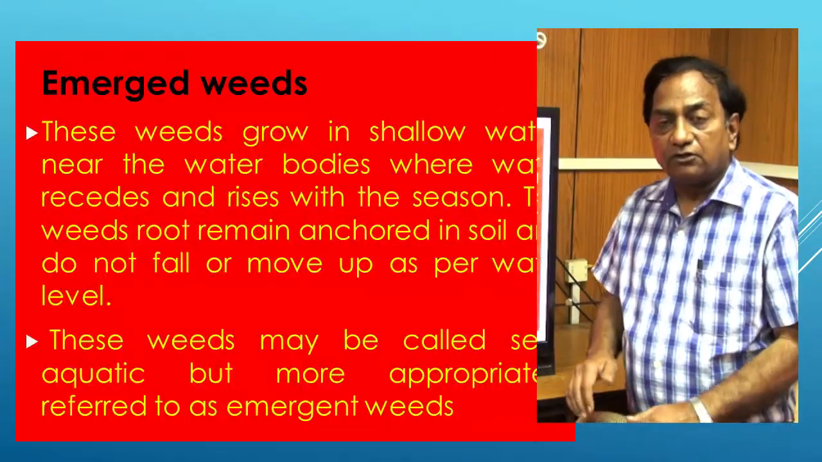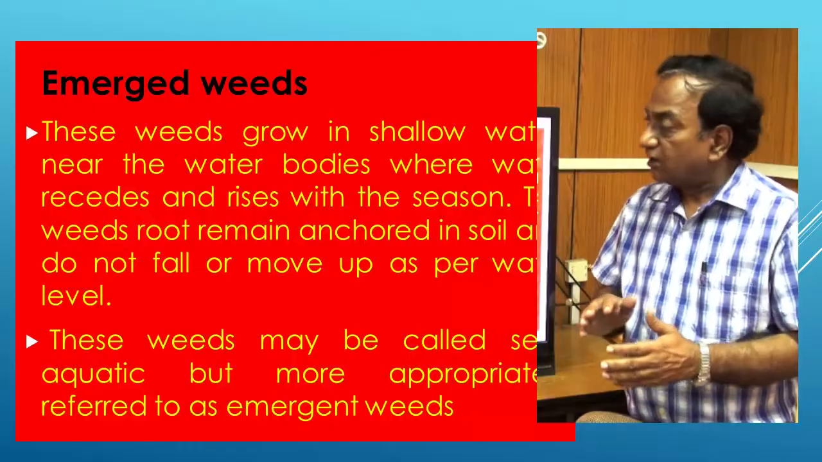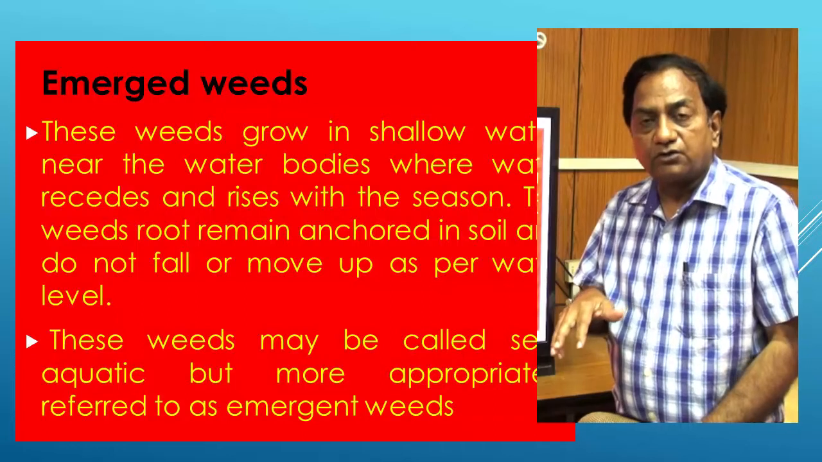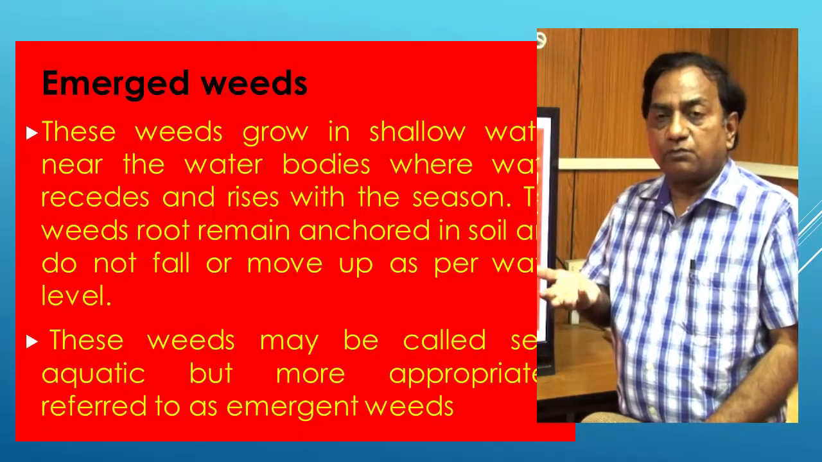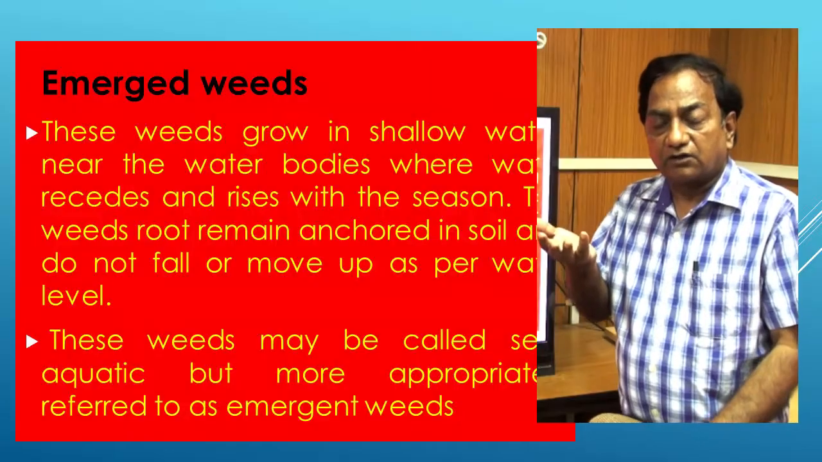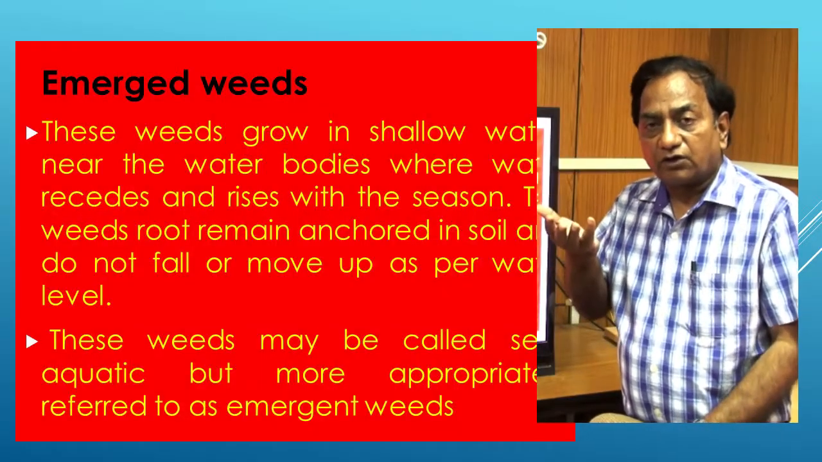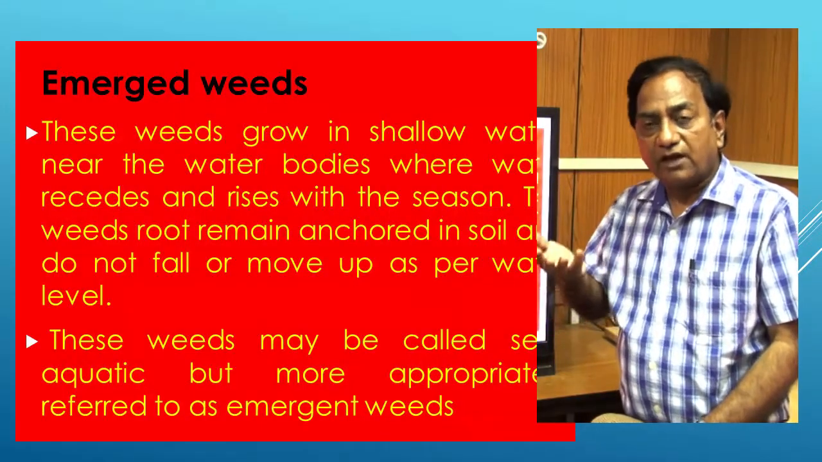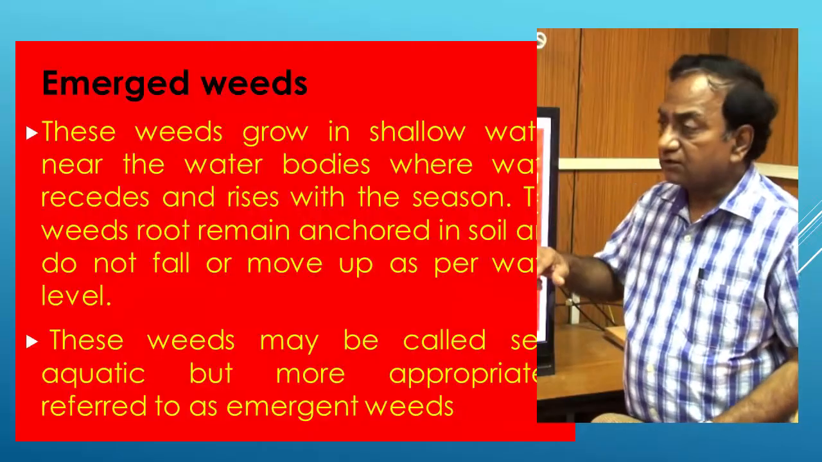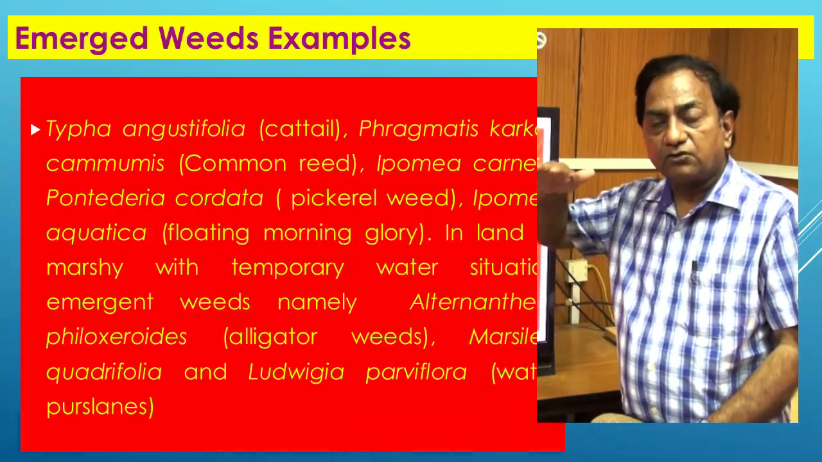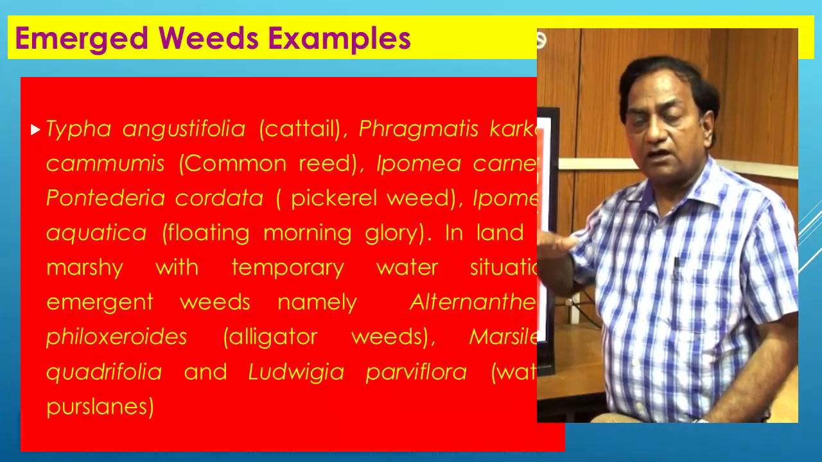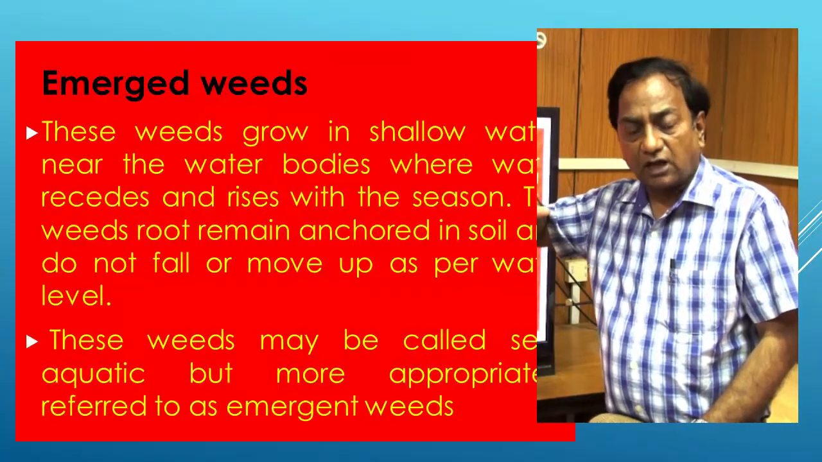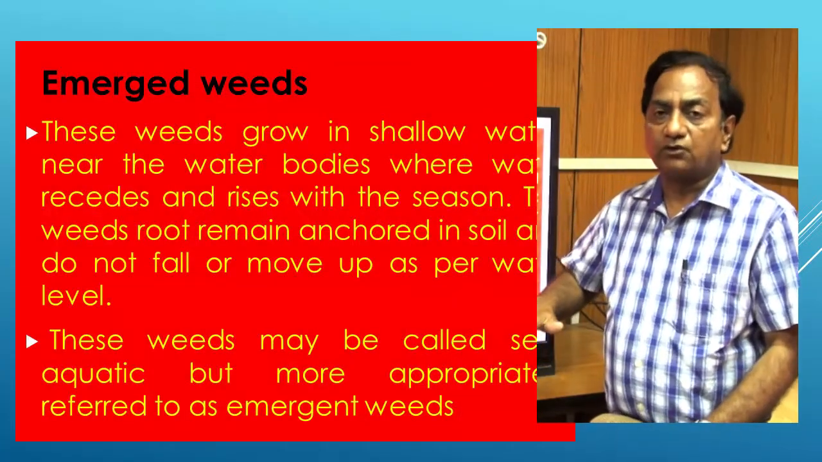Now emerged weed. There is a difference between submerged and emerged. Emerged weeds just have their roots anchored in the soil, and the above-water part remains above the water. As soon as the water starts receding, the above-water part doesn't go down; it remains up. Whereas in submerged type of weed, as soon as the water starts receding, the floating and submerged type of weeds also go down.